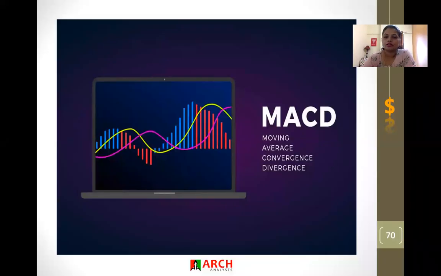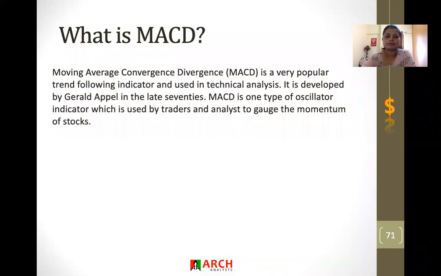Hello, good morning. Today we are going to learn about the MACD indicator, which is moving average convergence and divergence. So let's understand. What is MACD? MACD is moving average convergence and divergence. As the name says, it is a moving average, based on average lines which are converging and diverging from each other.